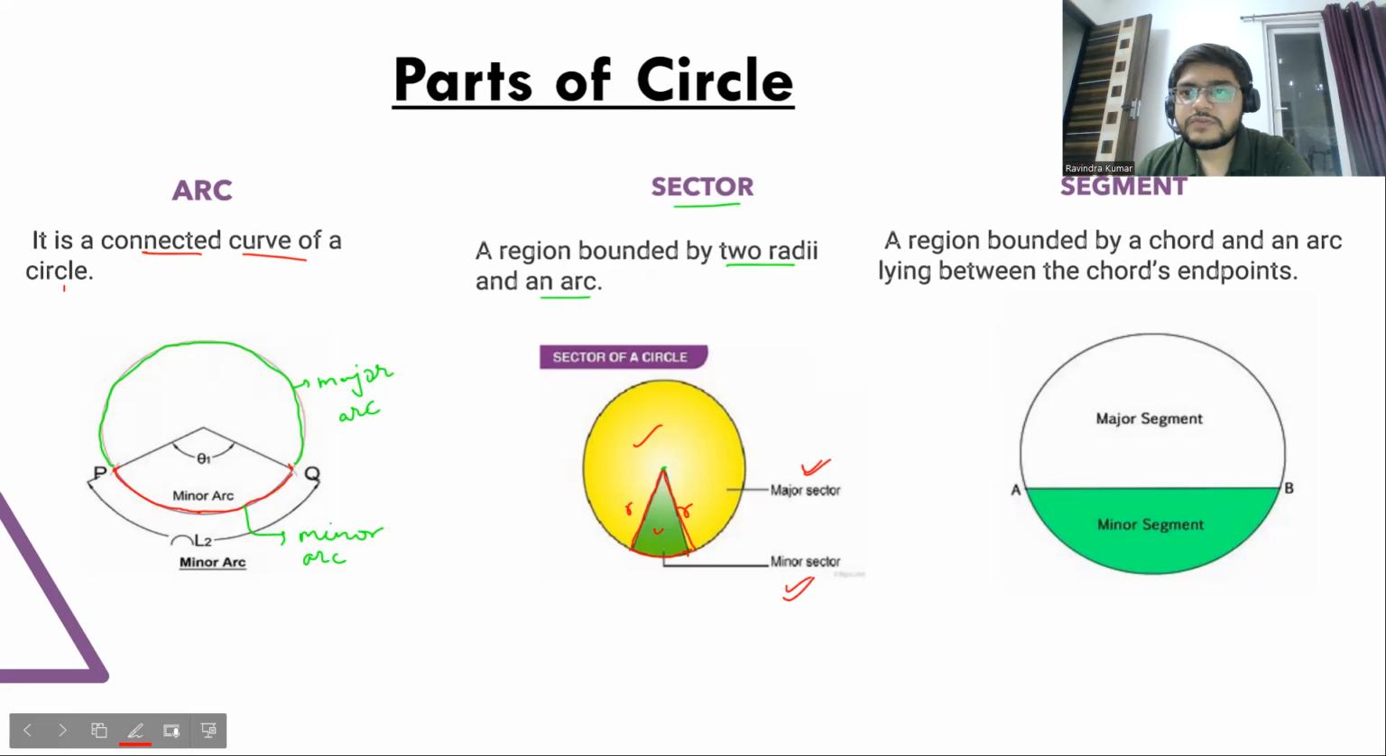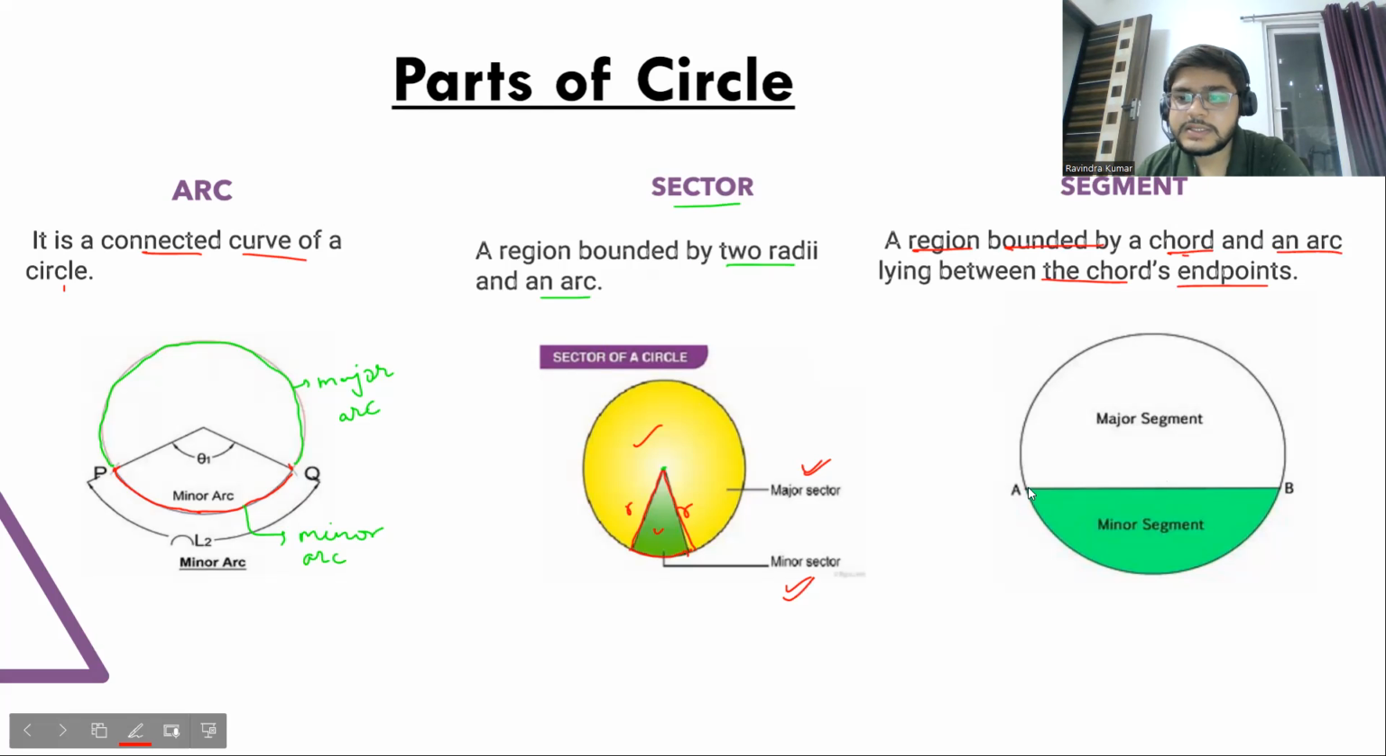Now let's move to the next one, that is called segment. What is meant by segment? Let's come to the definition first. A segment means a region bounded by a chord and an arc lying between the chord's endpoints. What is meant by chord? We will discuss it in the next slide. So I'm giving you a general idea.